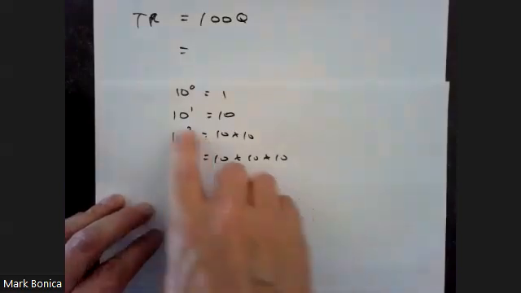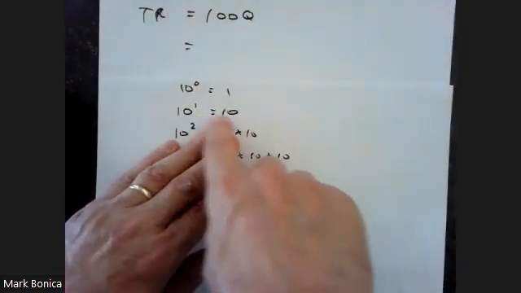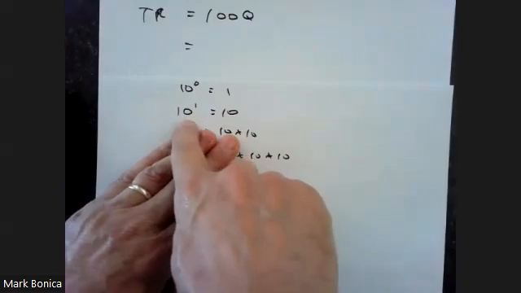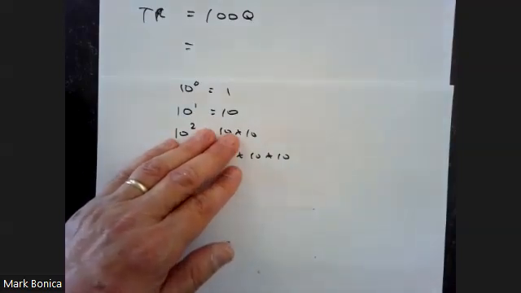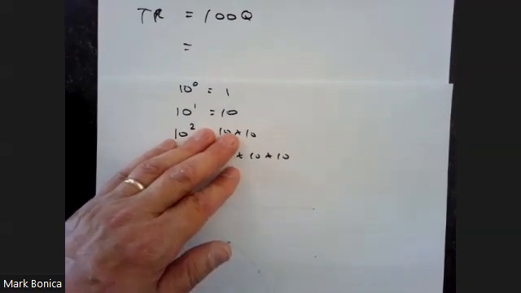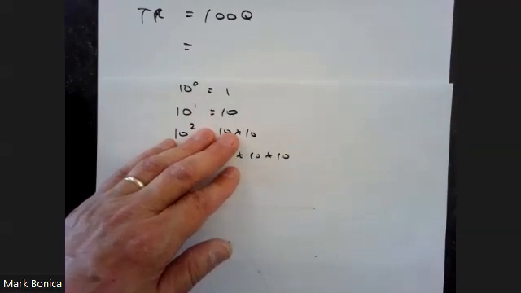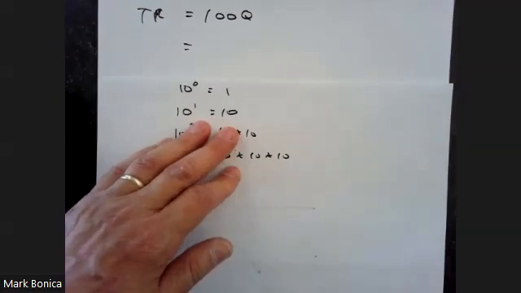Anything by itself is itself raised to the first power. So if you just see the number 10, it's technically 10 to the first power. If you see the number 472, it's technically 472 to the first power. Anything sitting by itself is just itself raised to the first power.